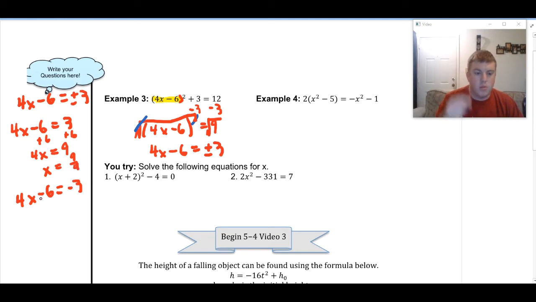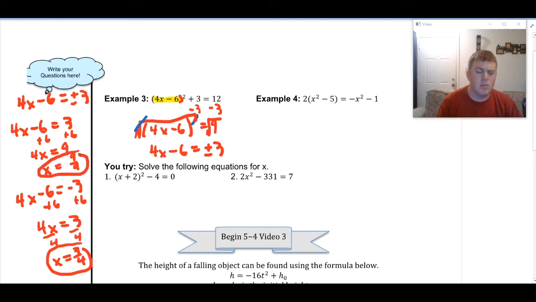And then I'm going to work this problem. I'm going to add 6 to both sides, just like I did above. This time it's going to give me 4x is equal to 3. So I am going to then divide both sides by 4, and I'm going to get x is equal to 3/4. So we have our two answers. We have x equals 9/4 and x equals 3/4.